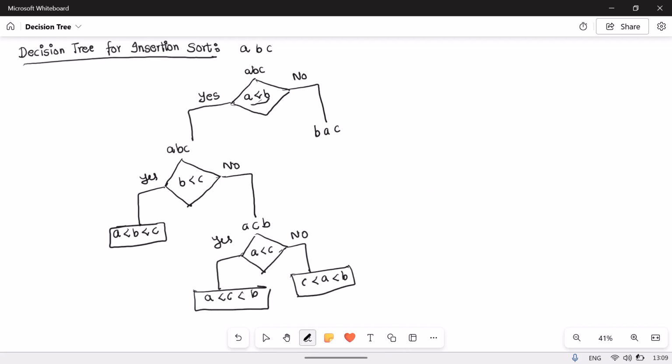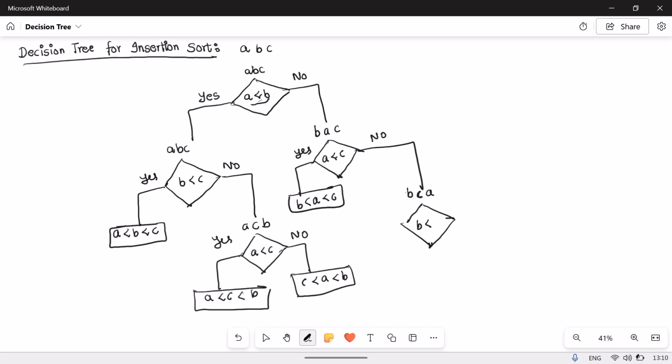See here, if A is less than B, if it is not, then the order changes to B, A, and C. Now I'll compare A and C. If A is less than C, if it is yes, no problem, the order remains the same, B, then A, then C. But if it is not, then C is the smallest, so it will change its place. Now you will compare B and C again. If it is yes, the order remains the same, B, then C, then A.